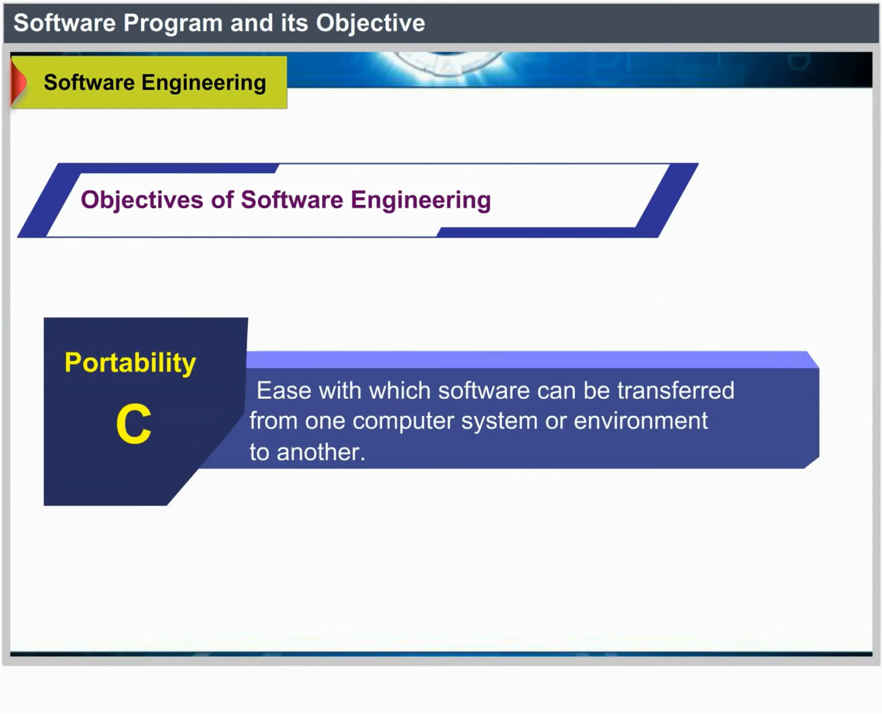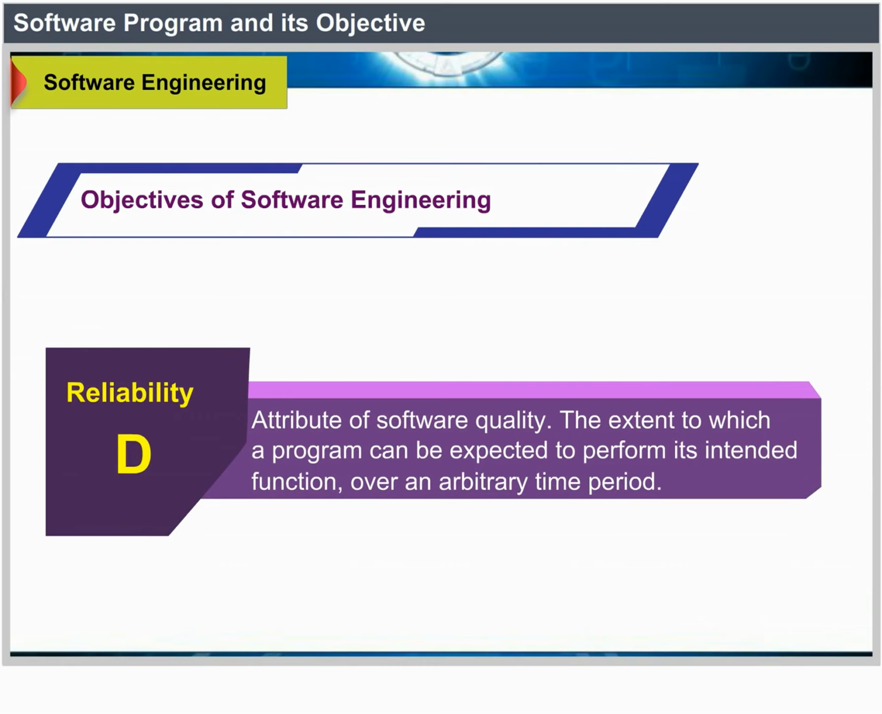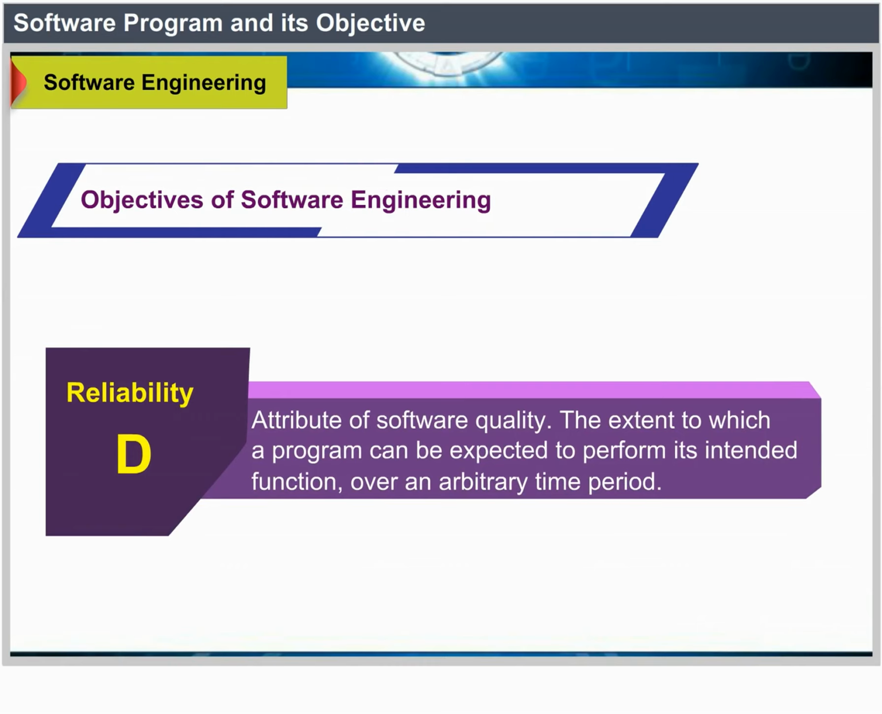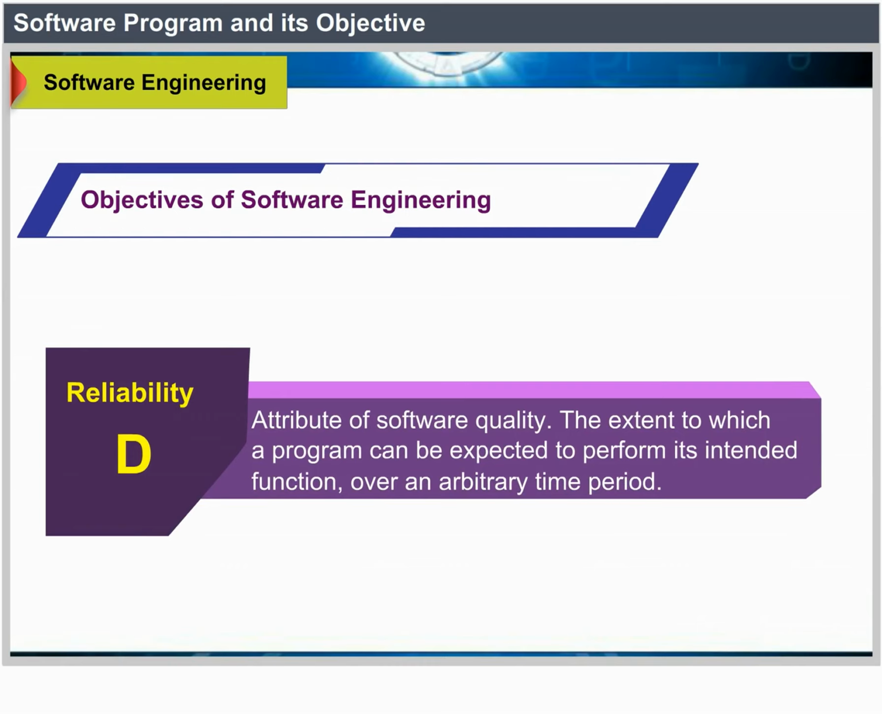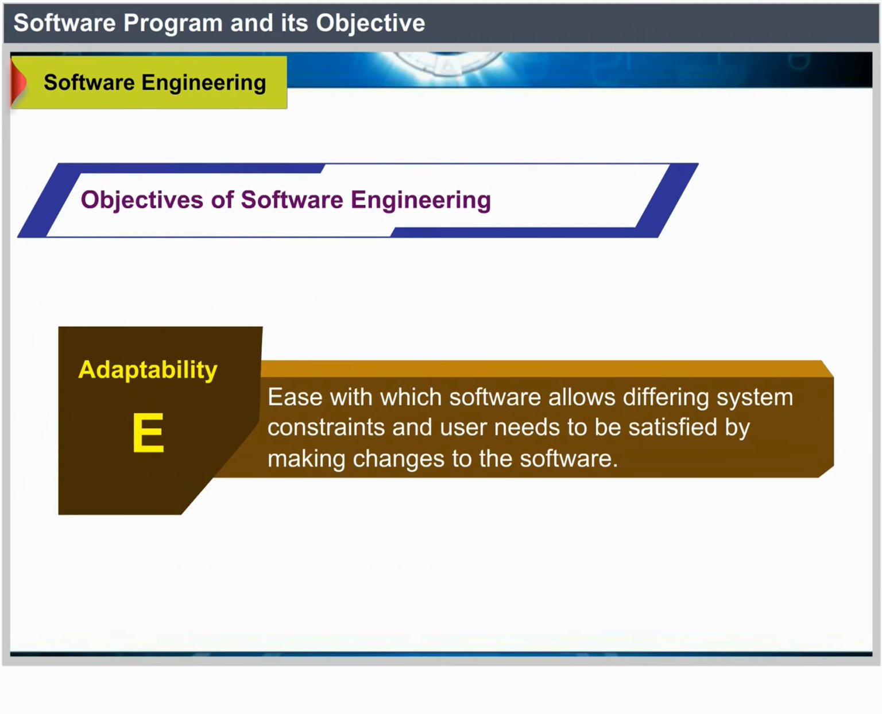Reliability, an attribute of software quality, the extent to which a program can be expected to perform its intended function over an arbitrary time period. Adaptability, the ease with which software allows differing system constraints and user needs to be satisfied by making changes to the software.